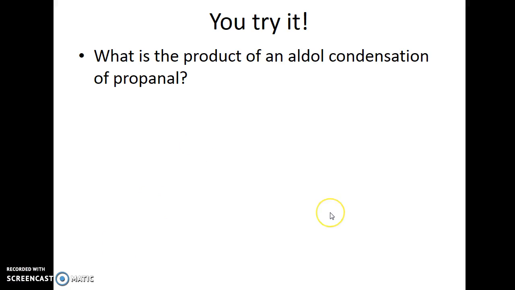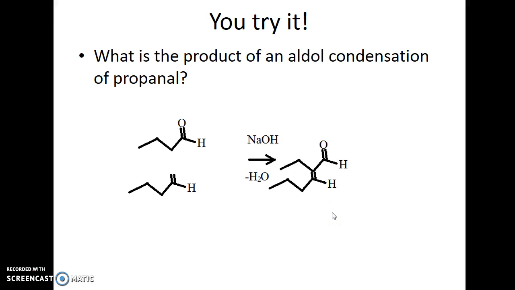Okay, the first thing you want to do is draw two propanals. So here's one and here's the other. Now, the easy way to do this is to do it visually. Chop off one of the oxygens. Now that you have that chopped off, that's going to be the ene that forms between the carbonyl carbon and the alpha carbon. So you just tack them together now. Do you see how easy that is? Aldol condensation products are really very easy, whether they're aldehydes or ketones.